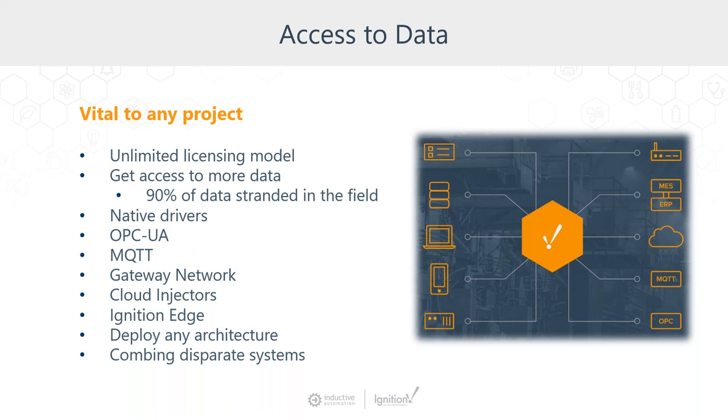We have found that about 90% of data is stranded in the field. It's not pulled in. There are tags that aren't collected simply because someone doesn't want to load down a system or they're worried about the number of tags they have licenses for. Ignition takes away that worry since you don't have a tag limitation. Of course, the hardware does at some point, but that's somewhere between 500,000 and a million tags in general if you're running a dedicated I/O server. If you're running everything together, it might be 250,000, but it's still at least a quarter million tags per server. And then you can link multiple servers together if you want to.